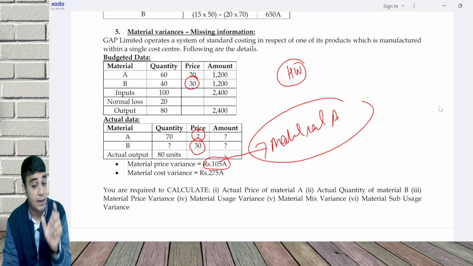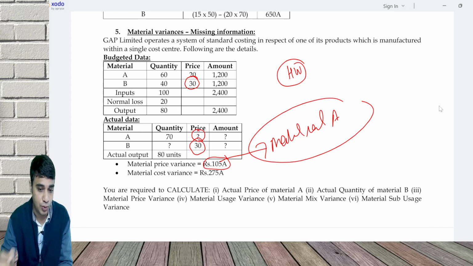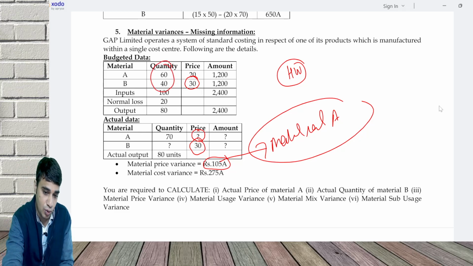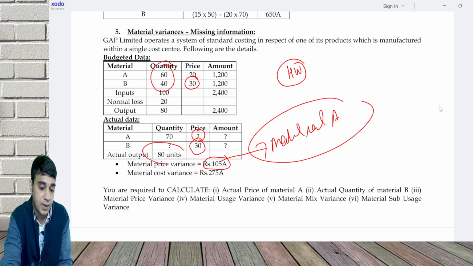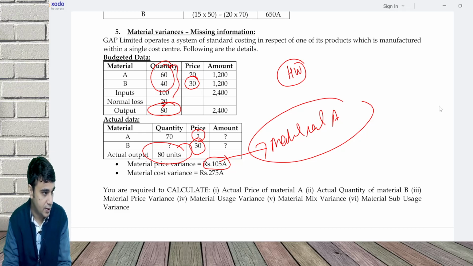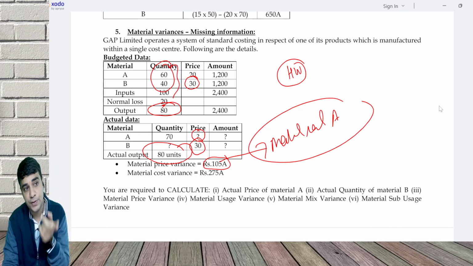Then we will use the material cost variance, which is SP into SQ minus AP into AQ. This is not SQ, okay? Though the number will match, this is not SQ. SQ is always calculated with the help of what? Actual output. Actual output is 80. Budgeted output is 80. If both are the same, this will also become SQ directly, because there is a difference between budgeted quantity and standard quantity, budgeted cost and standard cost.